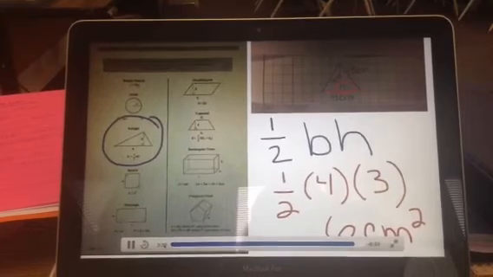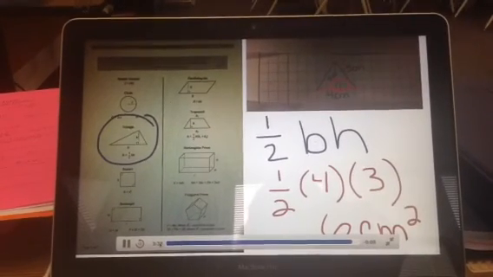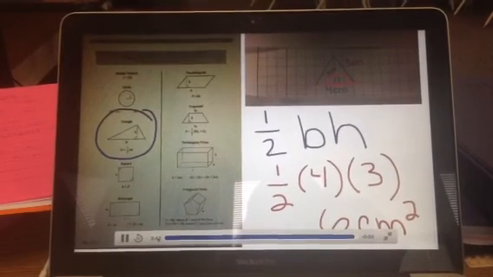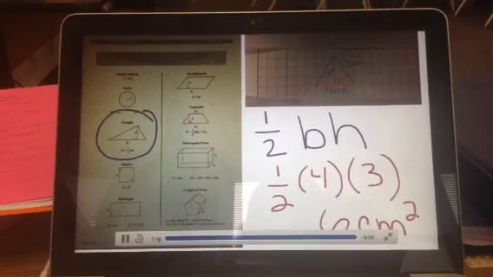That's all I have for formulas and area. There's more practice on your worksheet, so take a look at the problems I have for you to practice. If you have any questions, you can watch the video again or come see me.